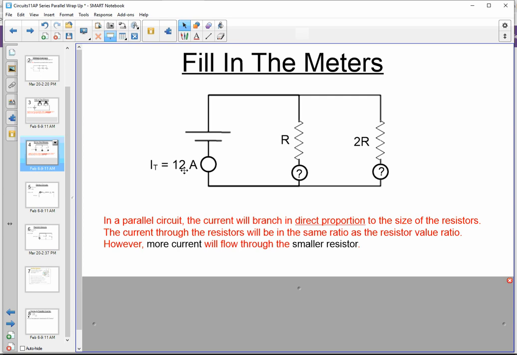So if we have 12 amps of current and the resistors are in a 2-to-1 ratio, that means we're going to have 4 amps and 8 amps. However, the 8 amps will go down the smaller branch, and 4 amps will go down the larger resistance branch.